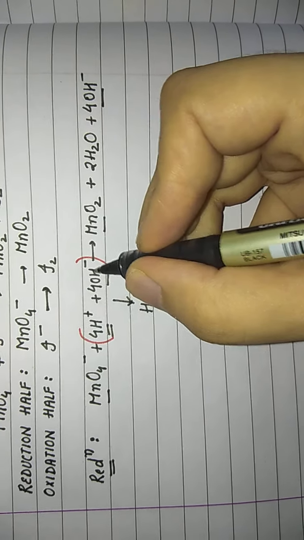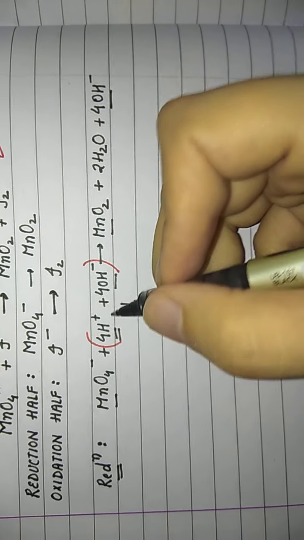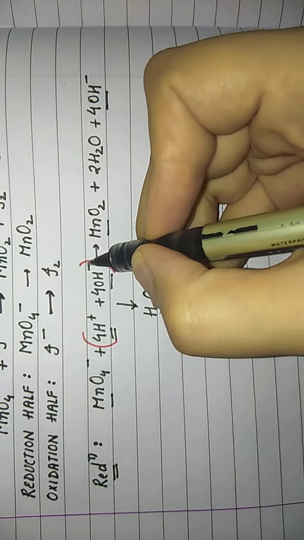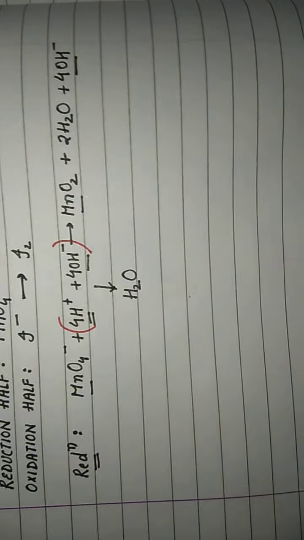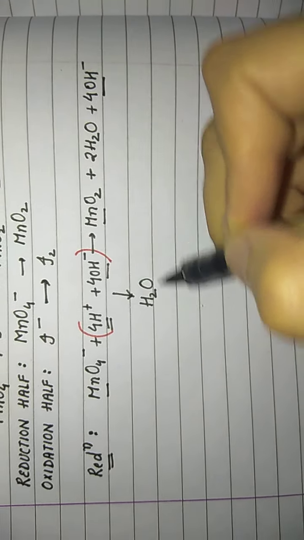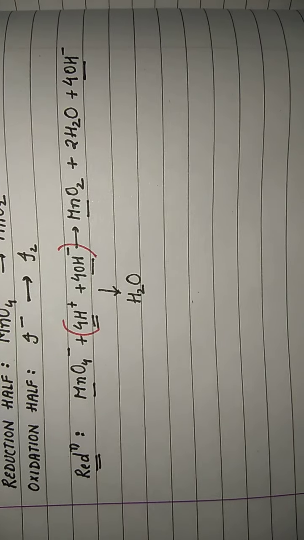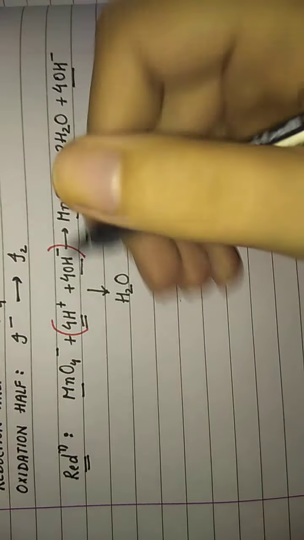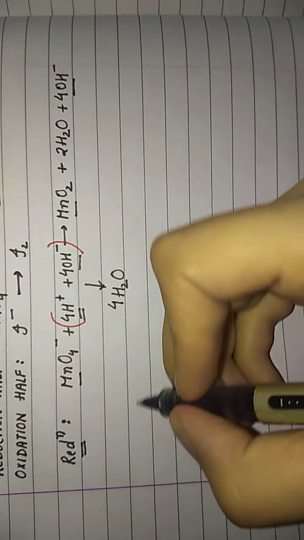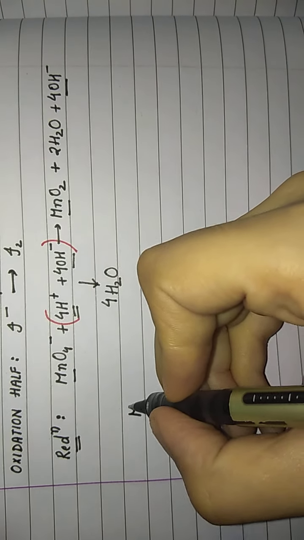H plus and OH minus combine to give you H2O, a neutral H2O, because +1 charge and -1 charge also cancel out. Plus you have 2 hydrogens and 1 oxygen. So H plus and OH minus combine to give you H2O. So you will get 4 H2O here. Alright. So I am rewriting this equation.